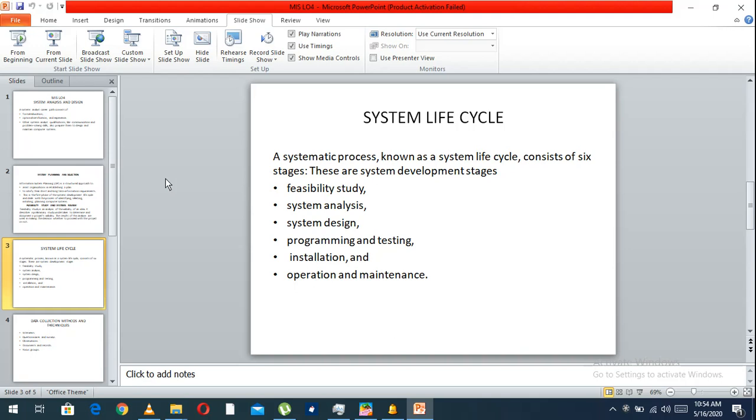The final stage is what we call the operation and maintenance stage, because from time to time the system will be affected by so many things which will be happening in the computer. You need to do some maintenance so that the system will continue operating as desired.